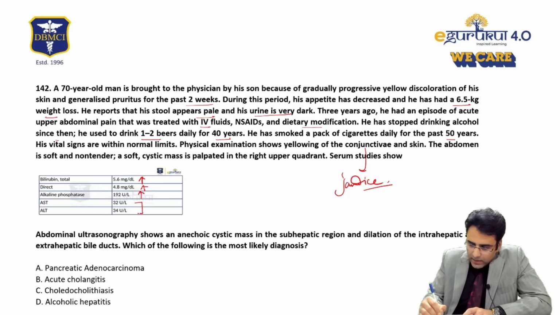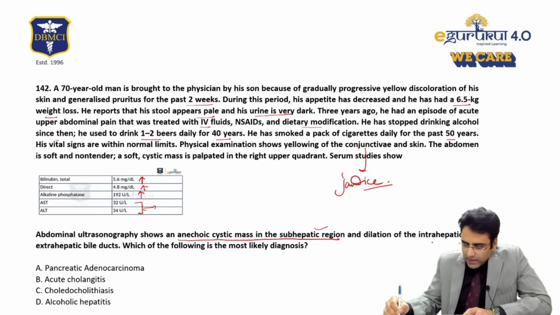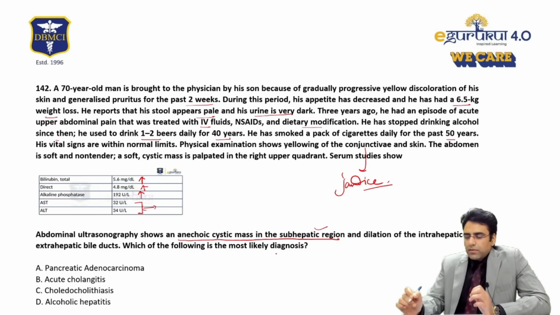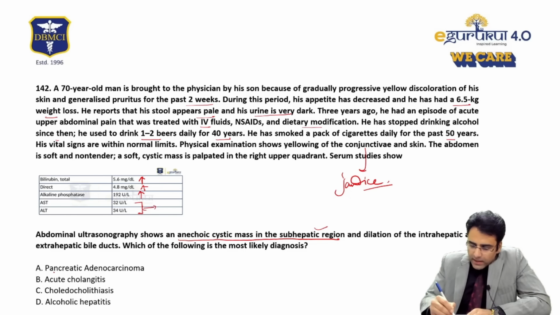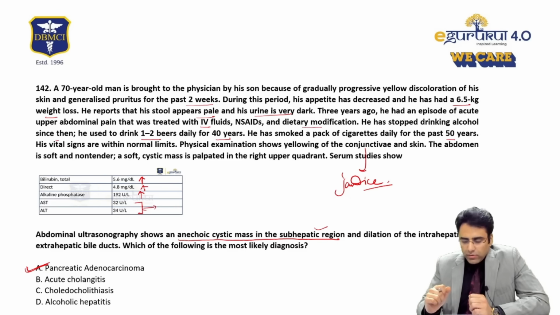AST, ALT, they are within normal limits. So abdominal ultrasonography shows an anechoic cystic mass in the subhepatic region and dilatation of the intra and extrahepatic bile ducts. Which of the following is the most likely diagnosis? So you see, after seeing the clinical scenario, this is a case of pancreatic adenocarcinoma. So this is a case of pancreatic head adenocarcinoma.